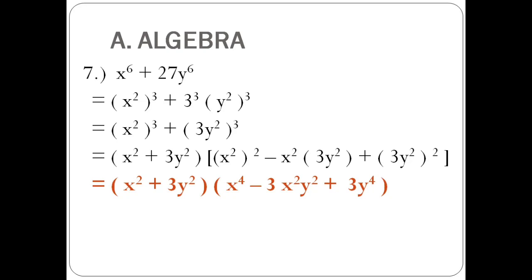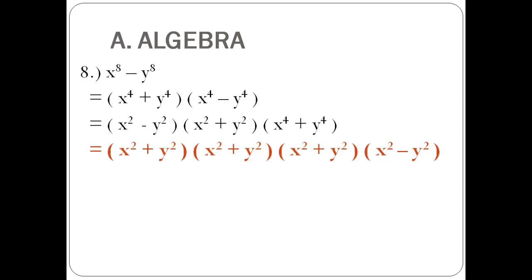Once you multiply their bases, we need to use the equation of a cubed plus b cubed is equal to a plus b times a squared minus ab plus b squared to factor the expression. Once you factor the expression, we need to simplify the expression by multiplying its exponent. So the final answer is x squared plus 3y squared and x raised to the power 4 minus 3x squared y squared plus 3y raised to the power of 4.